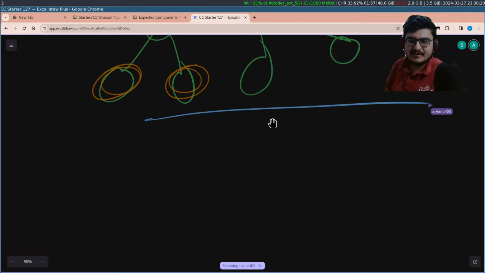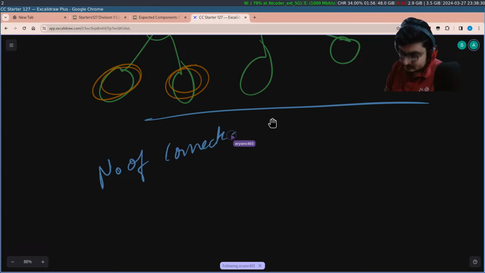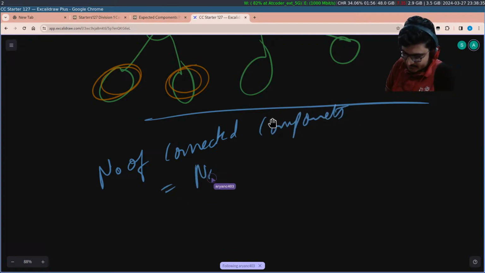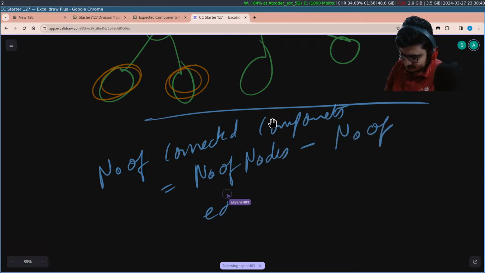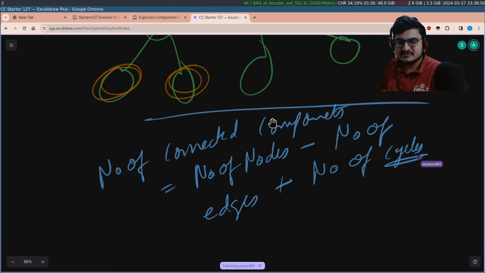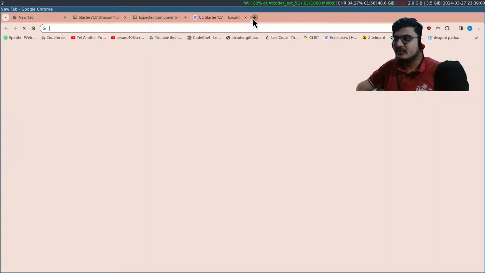So how do we count the number of connected components? My idea is we have one equation: the number of connected components is equal to number of nodes minus number of edges plus number of cycles. I'm not really sure what exactly the idea for this cycle term is. Either it's the number of atomic cycles or something like that, but there is some function of cycles here. I can probably take a look at it.